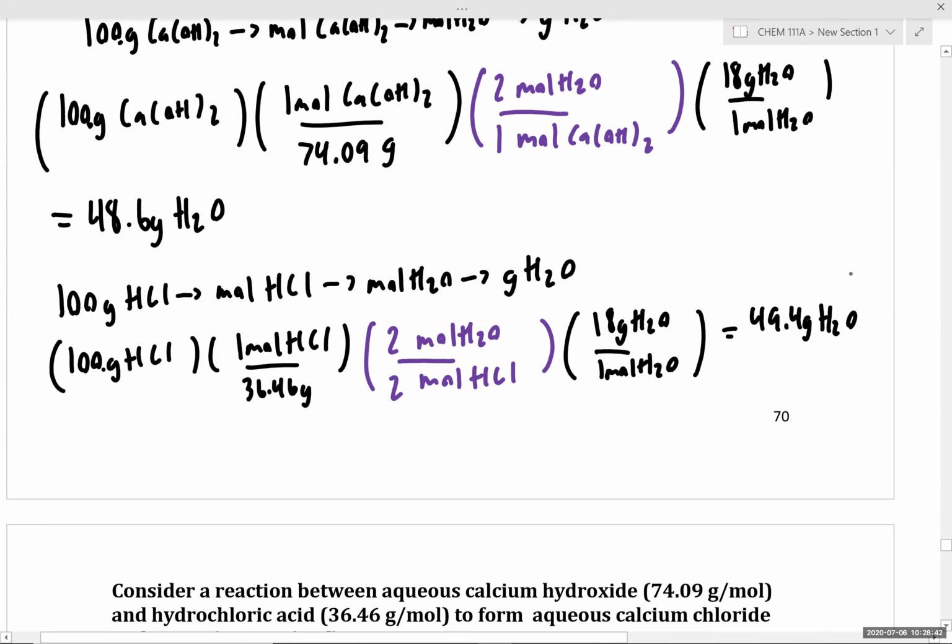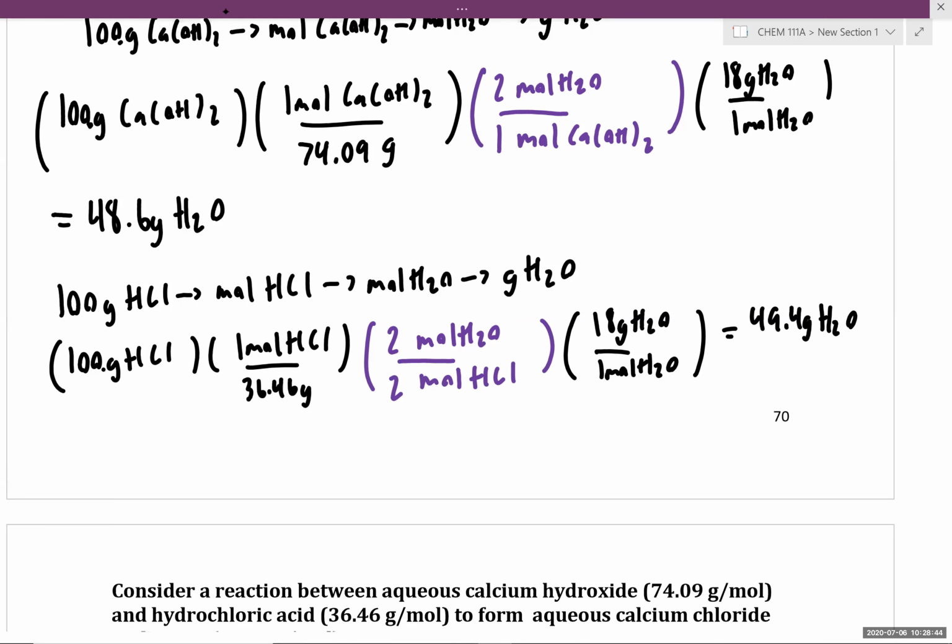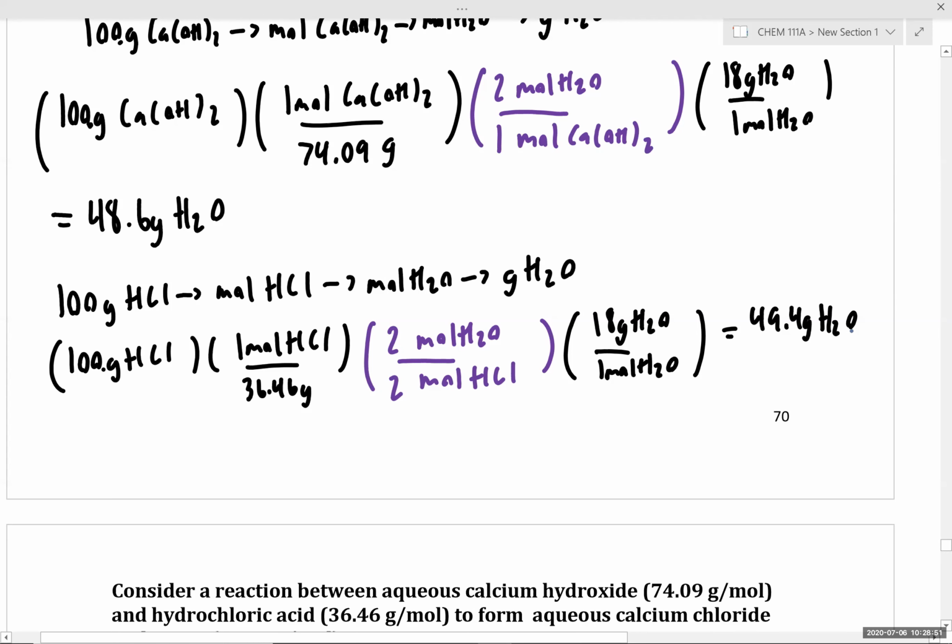Okay, so looking at our two reactants, which reactant produces the least amount of product? Hydrochloric acid or calcium hydroxide? Which reactant is limiting, in other words? Calcium hydroxide. Yep, exactly right. Because it makes the least amount of product, we can conclude that calcium hydroxide is limiting. Ergo, we only make roughly 48.6 grams of water.